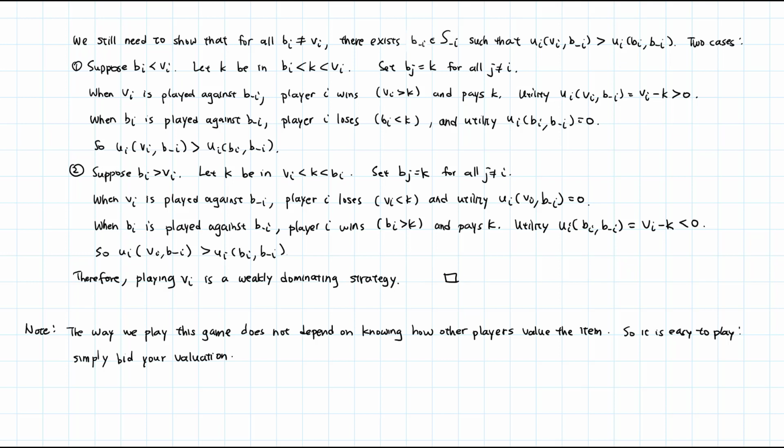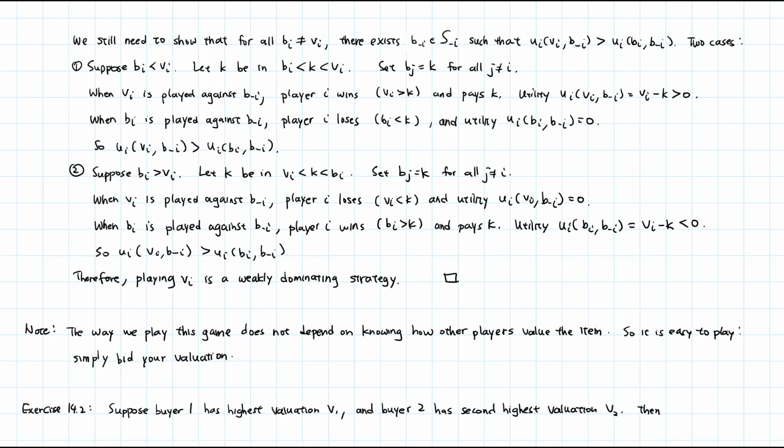Also, there are many other Nash equilibria in the second price auction. As an exercise, show the following is a Nash equilibrium. Suppose buyer 1 has the highest valuation, V1, and buyer 2 has the second highest valuation, V2. Then, the strategy profile where buyer 1 bids V2 and buyer 2 bids V1 and anyone else bids 0 is also a Nash equilibrium. In the next lecture, we will start talking about mixed strategies, where we play a game using a probability distribution.